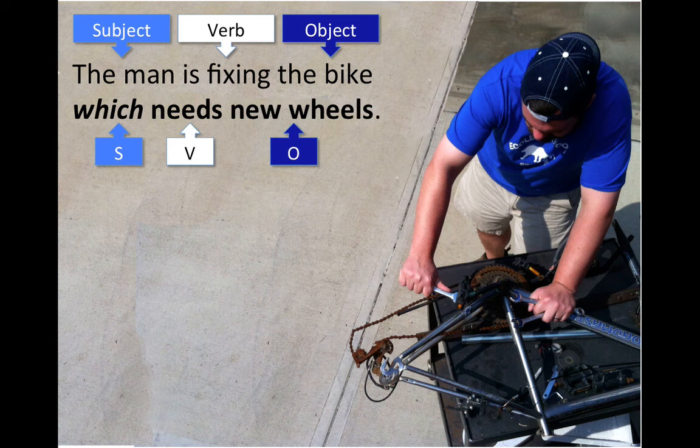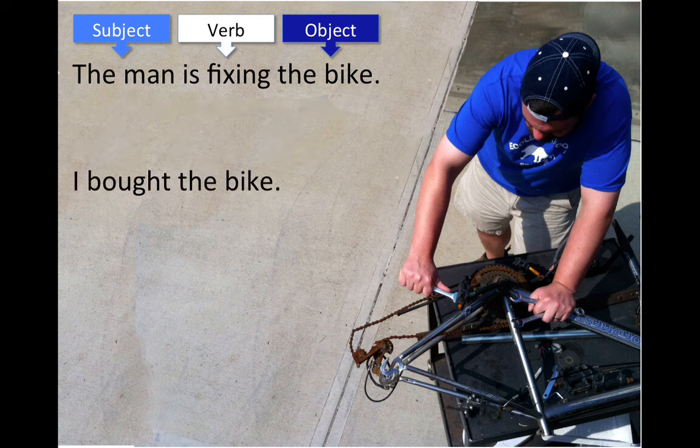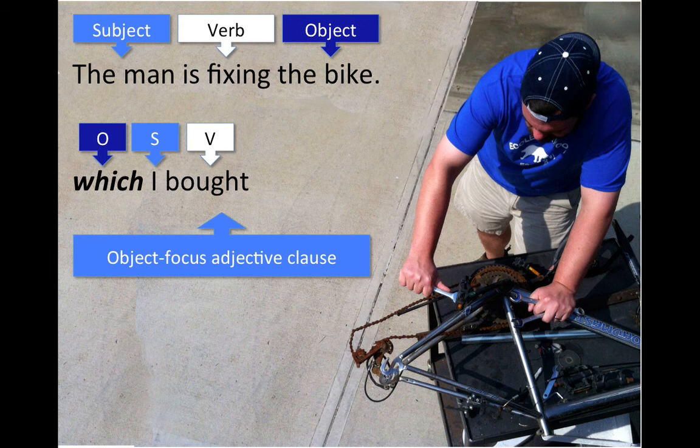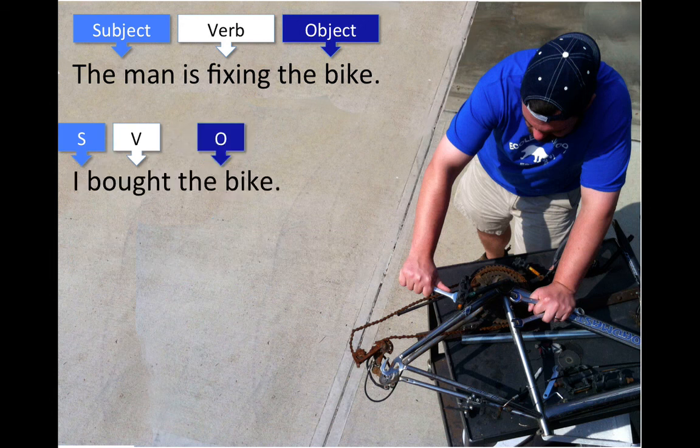Let's look at another one. Again, we'll start with the same main clause, the man is fixing the bike, and this time we'll use a different sentence to change into a relative clause: I bought the bike. Notice, again, this sentence is in subject, verb, object order, but in this case, the bike and the bike are both objects. So the second sentence we're going to make into an object-focused relative clause. How do we do that? Well, the bike we're going to replace with the relative pronoun, which.